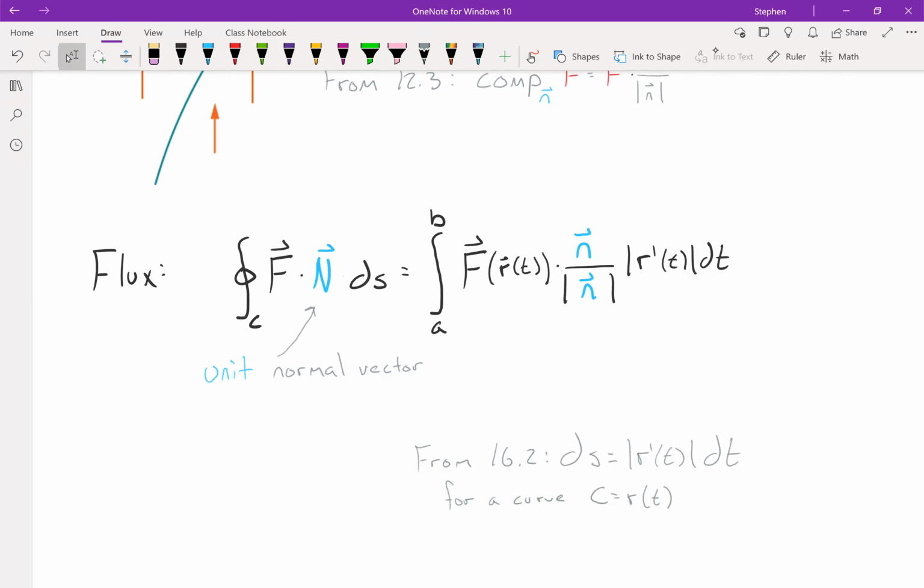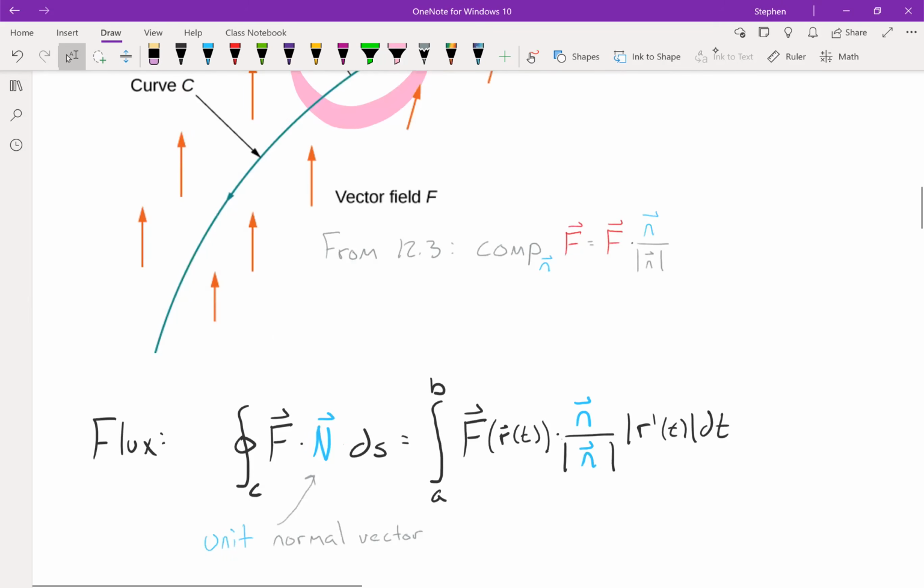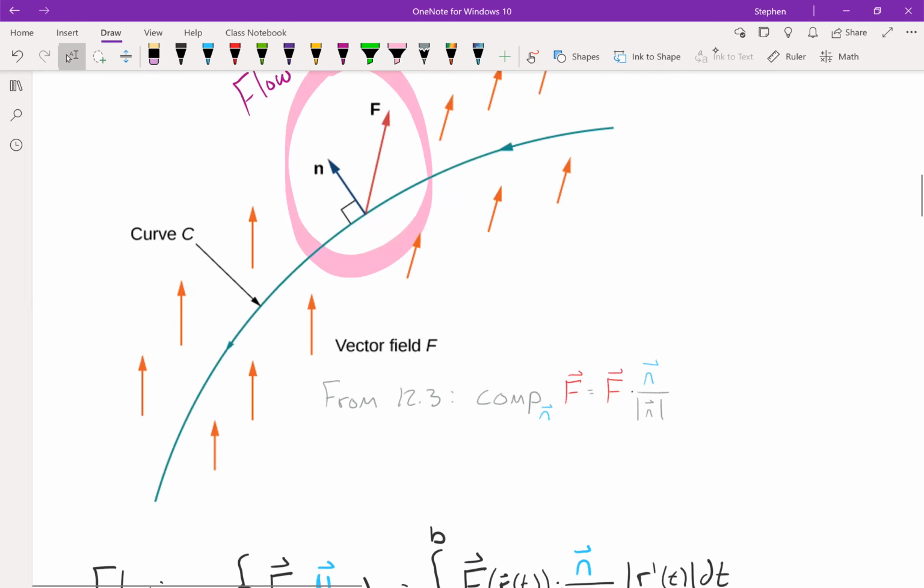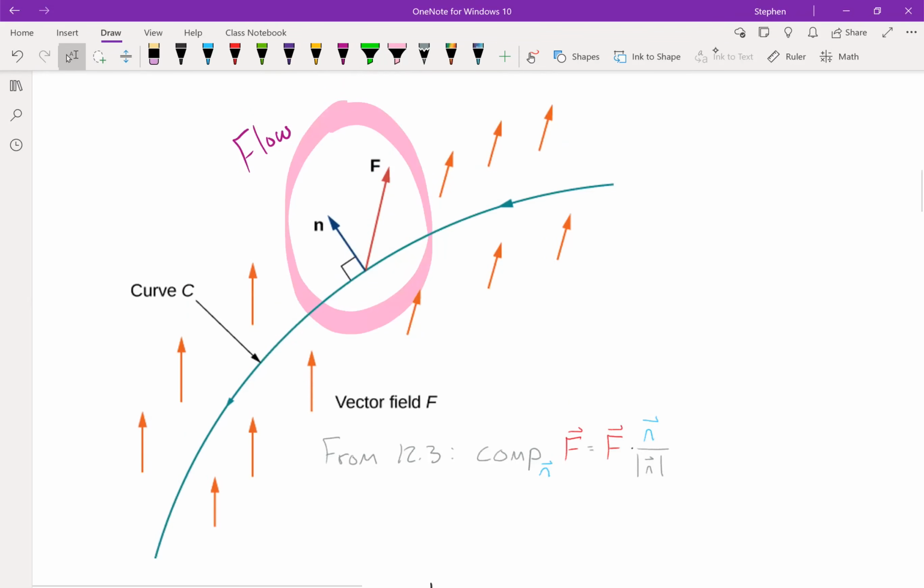So that is flux, or at least how to calculate flux in a two-dimensional space. Let's go back up to the picture for just a moment and tie together the two things we've already talked about: flux and flow and all that, plus the idea of normal vectors and how they can have different orientations.